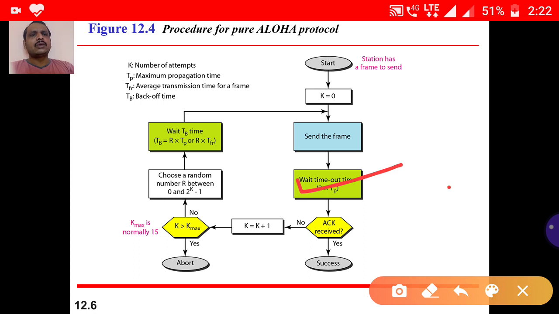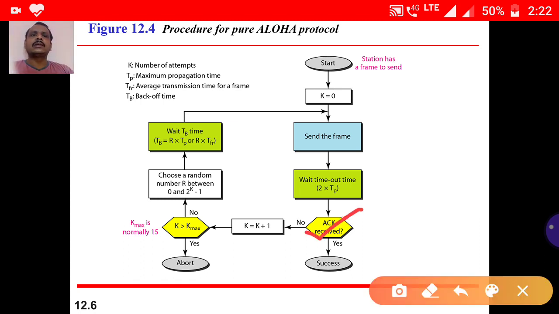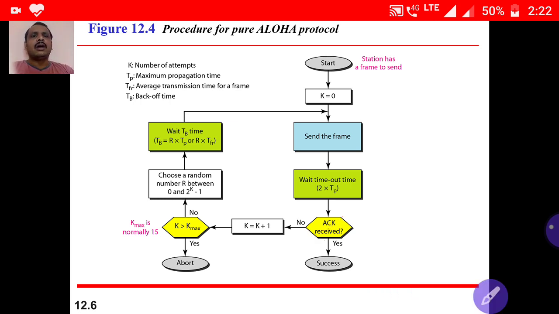Once we wait this round trip propagation time, within that time we get an acknowledgement. If the acknowledgement is received, no problem, everything is over, and the transmission of the present data has succeeded. Suppose we do not receive the acknowledgement; our data may have collided somewhere. What do we have to do now?